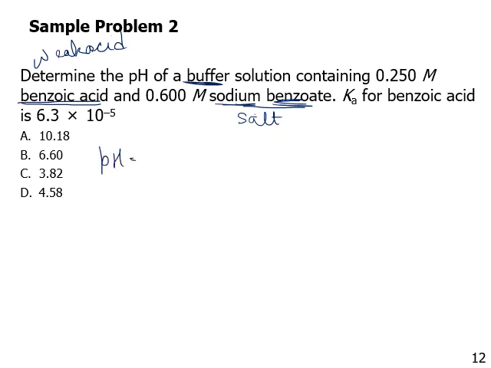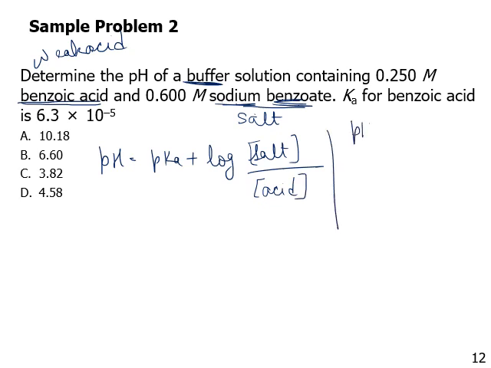Simple. pH is pKa plus log salt over acid concentration. For pKa here again, Ka is given. pKa would be negative log of 6.3 times 10 raised to the minus 5, which is 4.20.